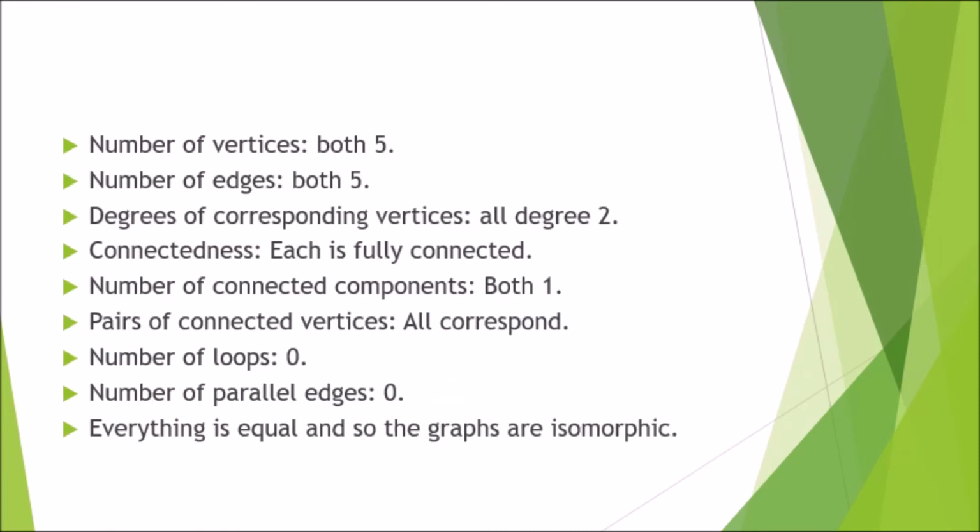Here the number of vertices is 5, the number of edges is 5, the degree of corresponding vertices is 2, and connectedness, that means whether the nodes are connected or not, each of these two graphs is fully connected. The number of connected components is 1, as there is no disconnected node. The pairs of connected vertices all correspond, that means all match. There is no loop, there is no parallel edge, and everything is equal, so the graphs are called isomorphic.